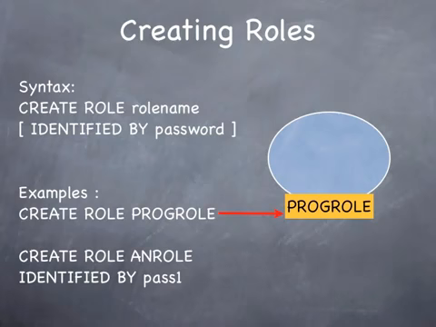A user must supply the password to activate a role when the role is enabled explicitly. Both these examples create an empty role. The role definition is created and stored in the data dictionary of the database.